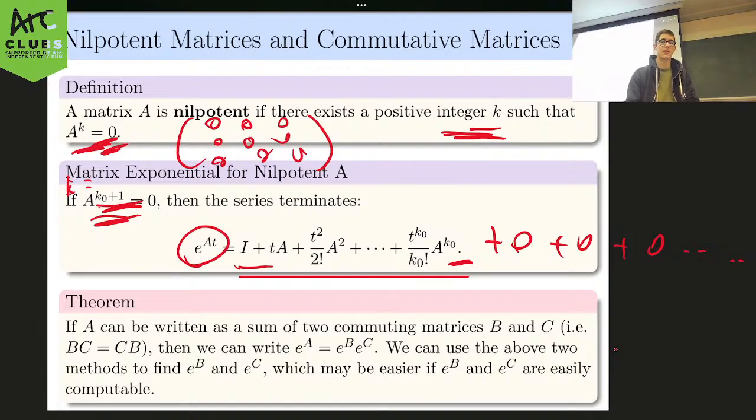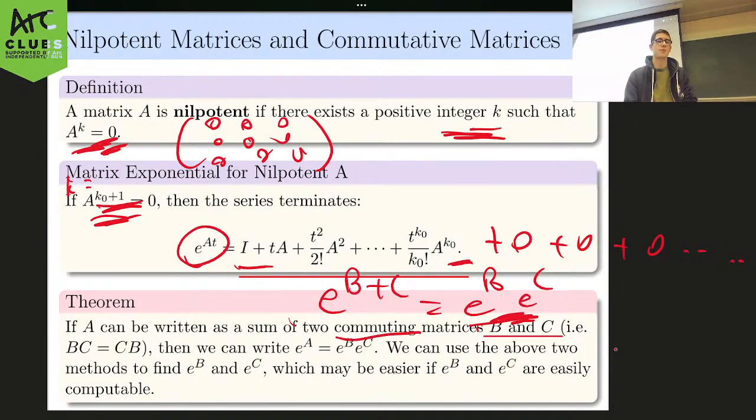But here as well, we also have a theorem that says if we have two commuting matrices, B and C, then we can use that index law, where e to the B plus C is the product of e to the B and e to the C, which is quite nice. So it respects that index law in the case where B and C commute, meaning BC equals CB, which is not always true though, so keep that in mind. And if for some reason e to the B and e to the C are easier to compute than e to the A itself, then that's what we want to use here. All right, so you can use that if you want.